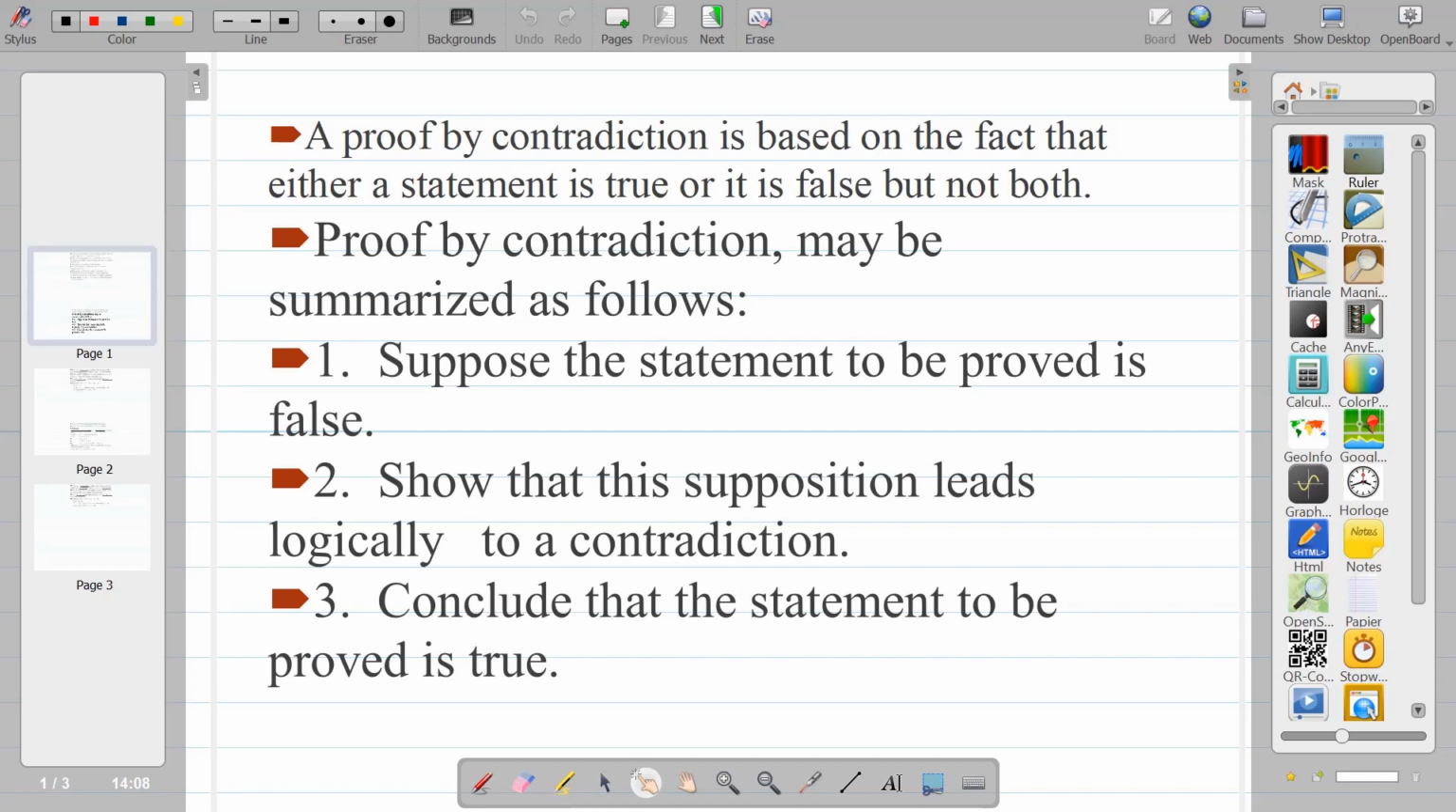In this video, team, I'm going to show you how to prove using the contradiction method. A proof by contradiction is based on the fact that either a statement is true or it is false, but not both, which means the statement must be either true or false. So proof by contradiction may be summarized in 3 steps. First, we suppose that the statement to be proved is false. Then you have to show that this supposition leads logically to a contradiction, and then we conclude that the statement to be proved is true.